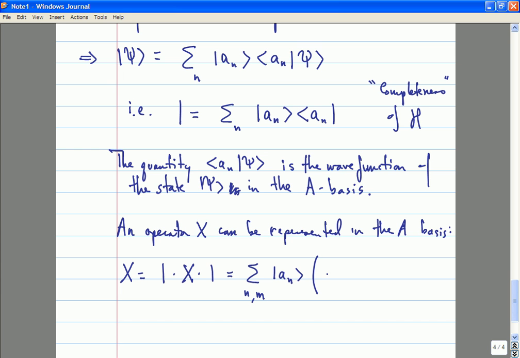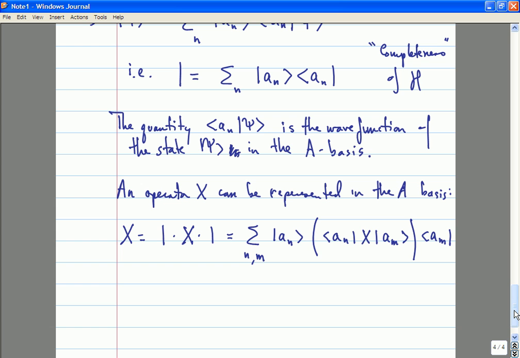So what do you get? Well, you get the following formula, which says that x can be expanded in the basis associated with A in terms of this set of coefficients, which I have already referred to as the matrix elements. And here they would be the matrix elements of the operator x in the A basis.